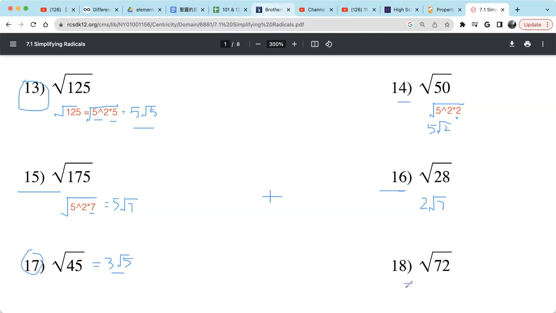Well, 72 probably is obvious for you now. 72 is 36 times 2. Square root of 36 is 6 squared. Square root of 6 squared becomes 6. But we still have radical 2. So square root of 72 is in the radical 2 family.